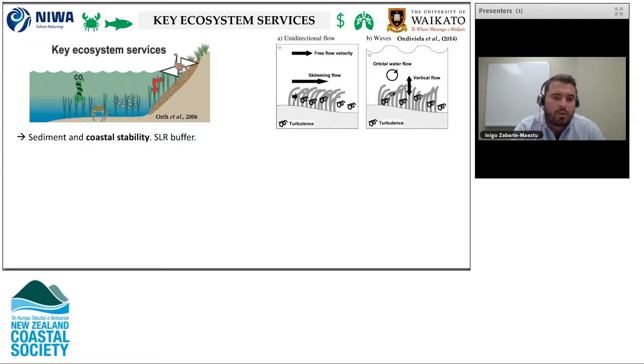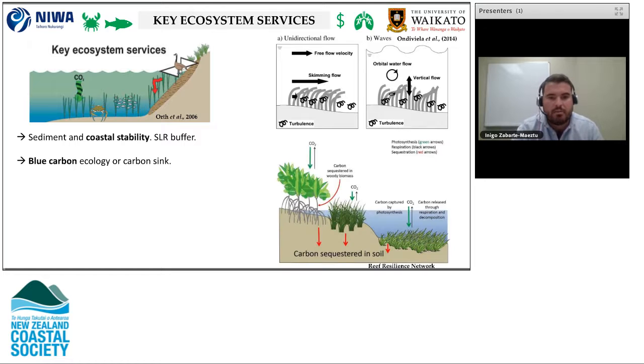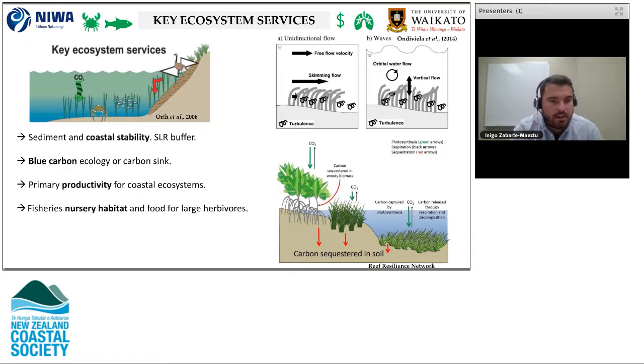They also provide blue carbon ecology, which is a hot topic right now. Basically, this means that seagrasses are able to use the CO2 in the atmosphere to perform photosynthesis, sequestering carbon in the soil and helping us deal with this stressor for society. They are also a very important primary productivity source for coastal ecosystems. They are not as famous as rainforests and other very important ecosystems, but along with mangroves, they are a very key primary productivity source for our coastal ecosystems.